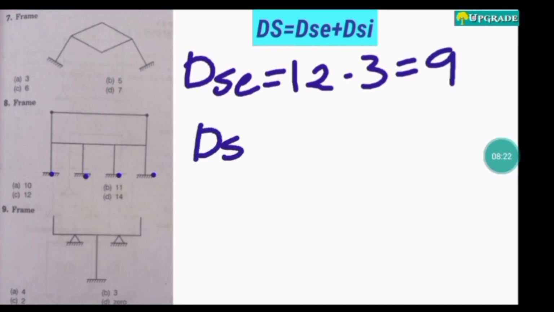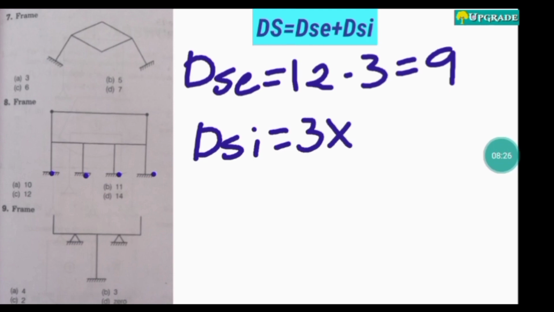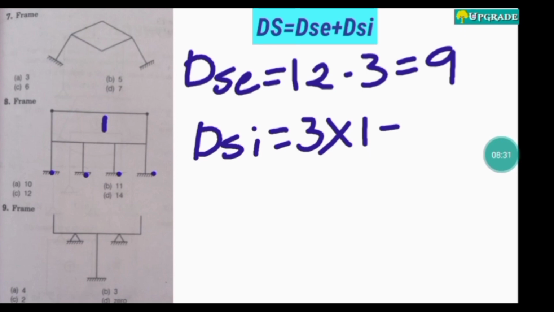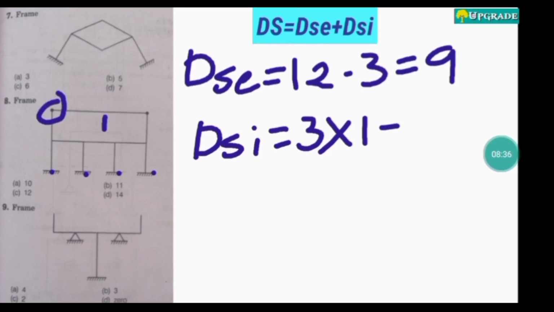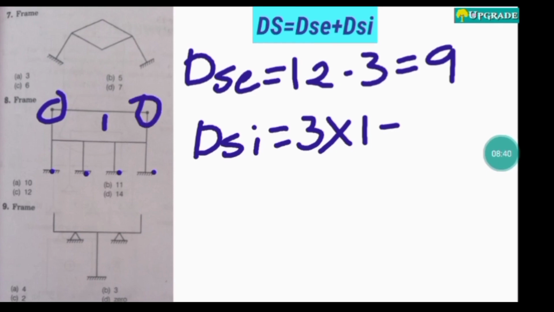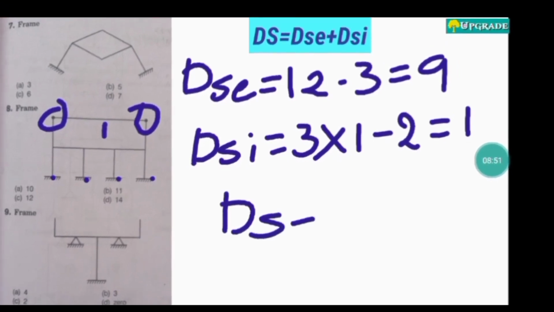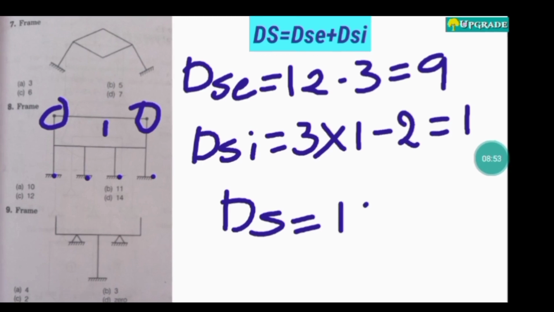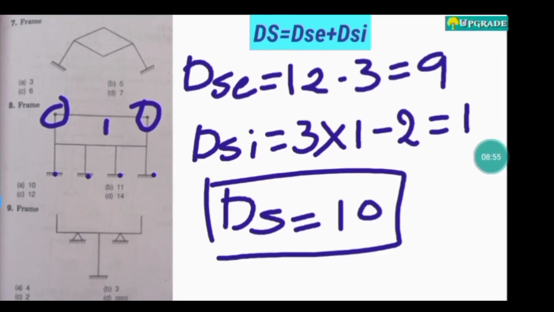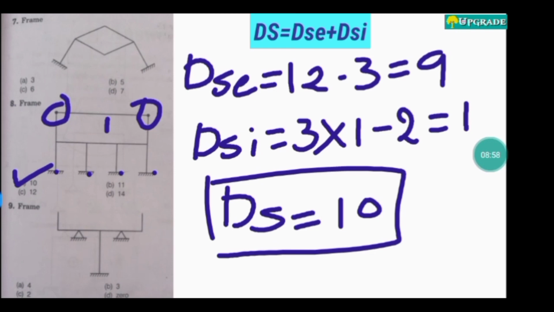And DSI. So the formula, so 3C. 3 into C, closed loops, only one closed loop. So that is 1. So minus released reactions. So here we have hinge. So this hinge connected to 2 members. So that is 2 minus 1, 1. And this also connected to 2 members. So total 1 plus 1, 2. So 3 minus 2, 1. So therefore, so DS equal to 9 plus 1, 10. So option A is correct.